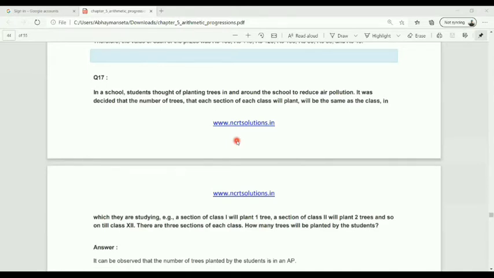Is it clear? Because the first class plants one tree, the second class plants two trees, the third class plants three trees, up to the 12th class planting 12 trees. So we have to find the number of trees. Whenever we have to find a sum, we have to use the formula of Sn. First of all we have to find the first term as well as the common difference from the given condition.